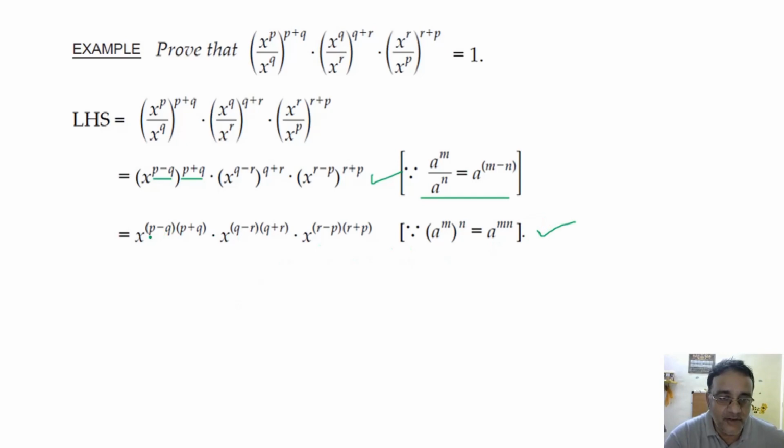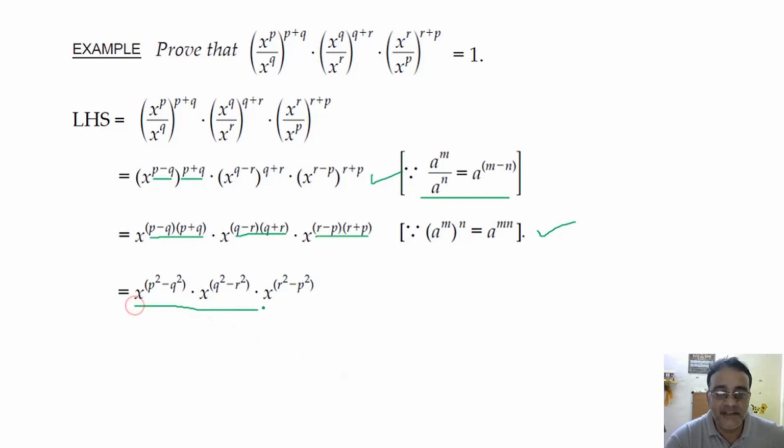Now what is the product of these two? P square minus q square. And what is the product of these two? Q square minus r square. What is the product of these two? r square minus p square. तो उसको लिख दिए. Again, अब ये सबका प्रोडक्ट बेस सेम है. इसमें सारे बेस सेम है, x है, and the powers पूरे प्रोडक्ट मल्टीप्लिकेशन में है.